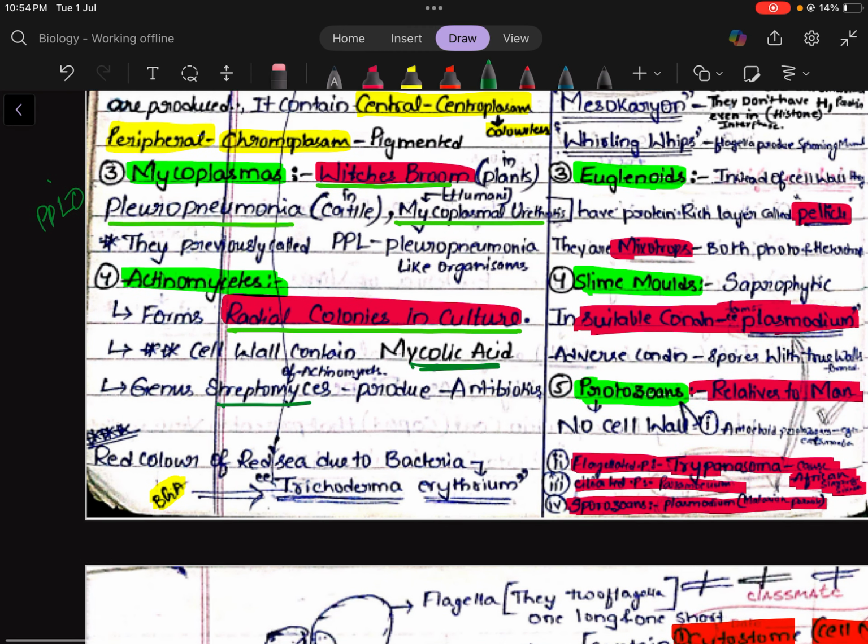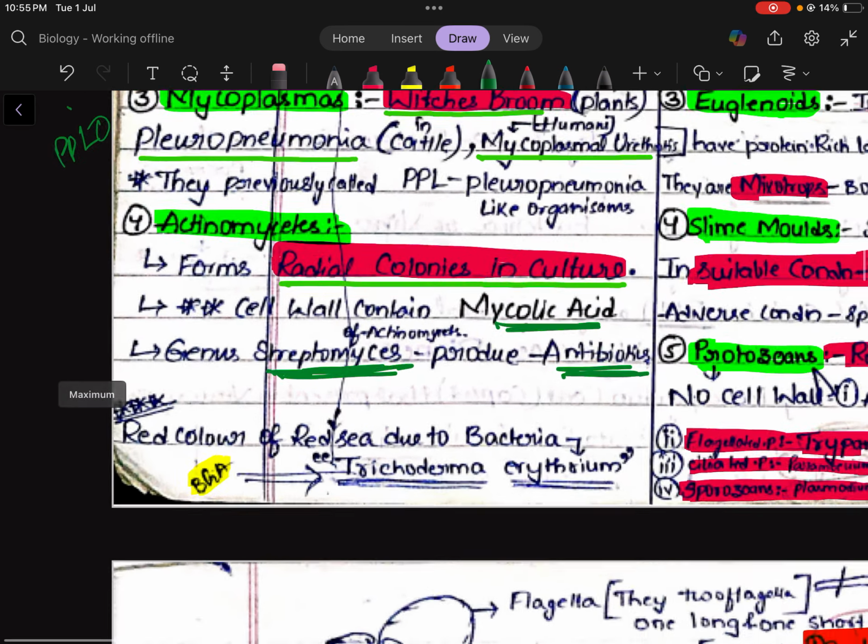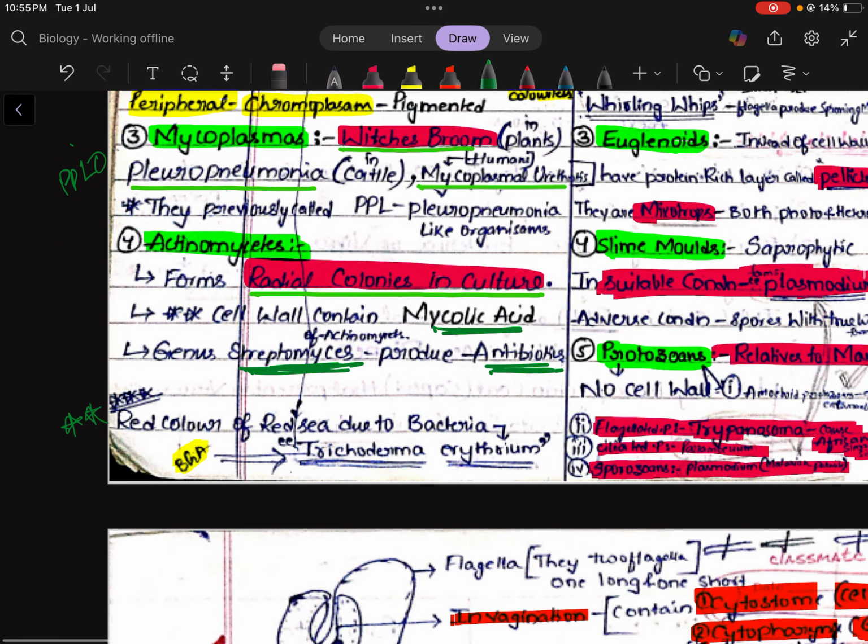Next, the genus Streptomyces produces antibiotics. Most of the antibiotics are produced from the genus called Streptomyces. And there is another important, most expected bit: the red color of the Red Sea is due to Trichodesmium erythraeum.